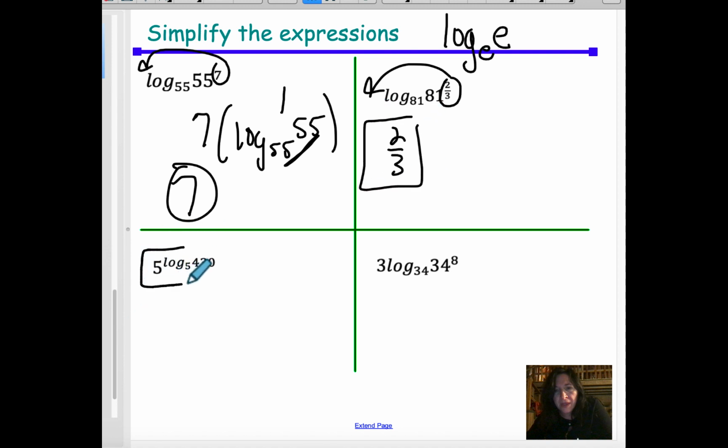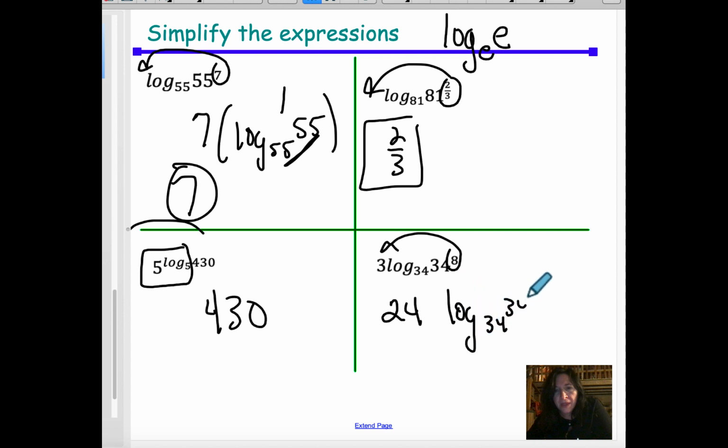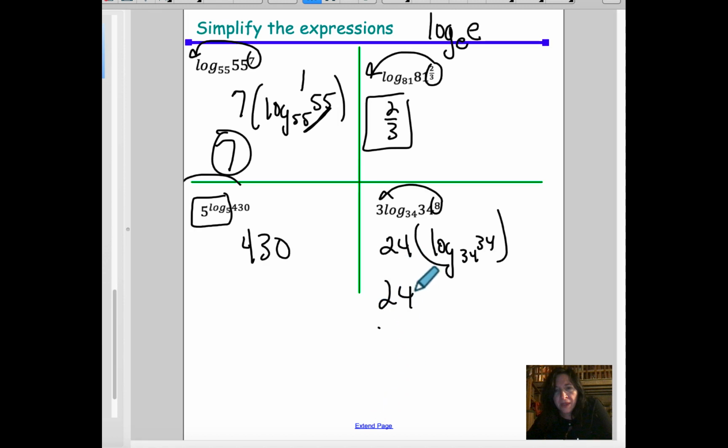The bases are the same. That's 1. Same with this 430 out front. 430 times 1 is 430. This is a little different, right? 8 out front. There's already something out front, so you multiply those. So we got 24 times log base 34 of 34. That's 1. So 24 times 1 is 24.